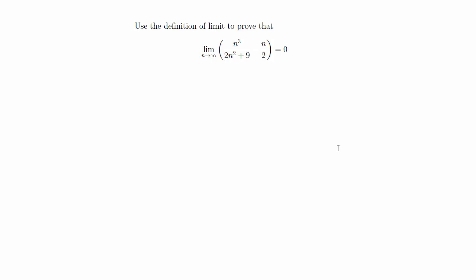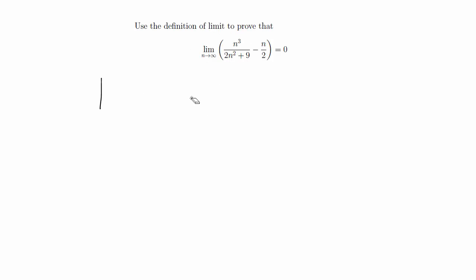So this problem says, use the definition of limit to prove that the limit as n goes to infinity of n cubed over 2n squared plus n minus n over 2 equals 0. One of the good things about these definition of limit problems is that they'll almost always give you what the limit is, because they really just want to see if you know how to apply the definition of limit. Again, it's kind of formulaic how you want to go about writing out the proof for these problems.